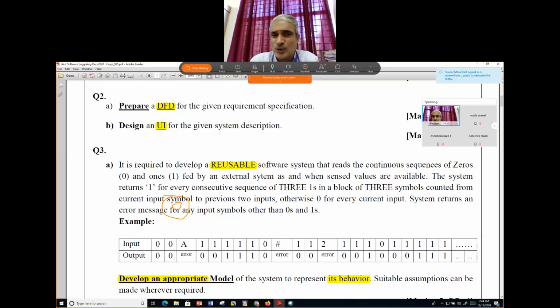Now look at that. It is required to design a reusable software system that reads a continuous sequence of zeros and ones fed by an external system, and as and when the values are sensed, they are available. The system returns 1 for every consecutive sequence of 3 ones, in a block of 3 symbols counted from the current input symbol to the previous 2 inputs. Otherwise, 0 for every current input. The example is given here.